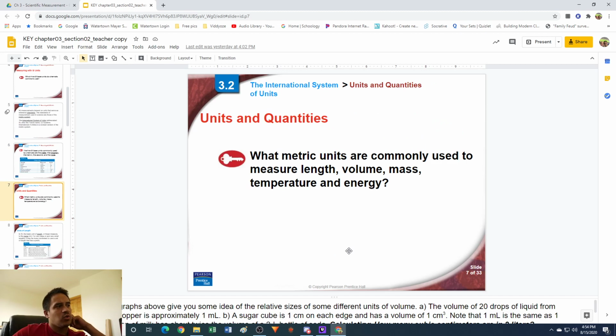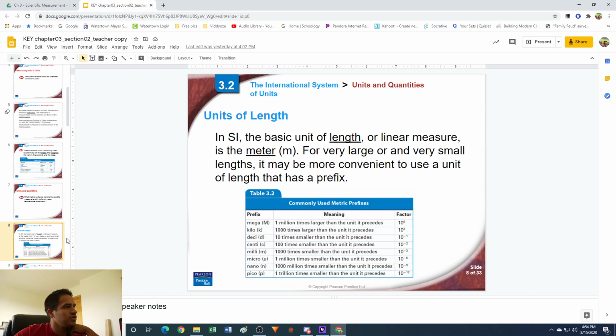All right, so what metric units are commonly used to measure length, volume, mass, temperature, and energy? So the SI unit, of course, of length is the meter. It has an abbreviation of a lowercase m. Do realize it is lowercase m. There is a whole other thing in chemistry that's a capital M called molarity. Well, that'll be a very, very far thing way in the future. But either way, for now, know the little abbreviation.